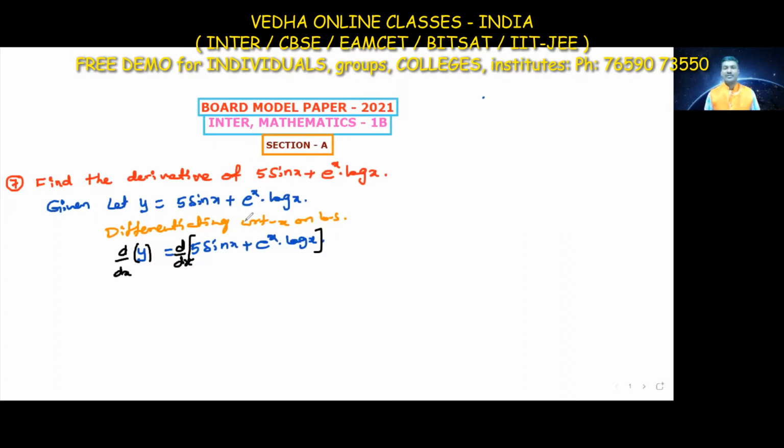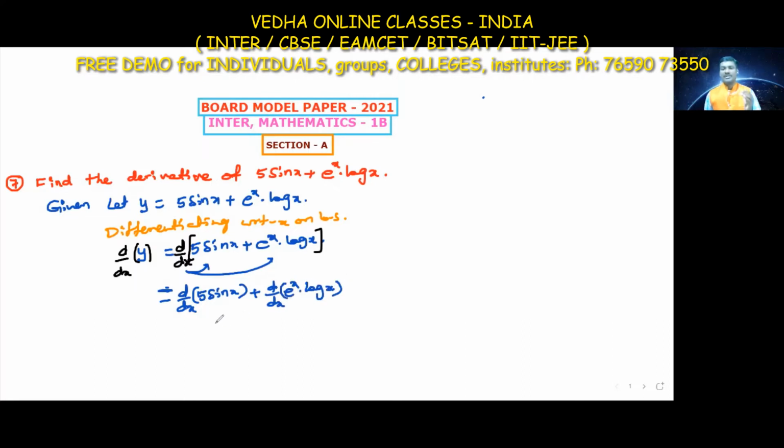Now the left side part, d by dx of y, is as it is. We have to find the value of dy by dx only. Finding the derivative means the next step is we write the d by dx for this term and this term. When we have addition and subtraction, just separate the d by dx. So I am writing the d by dx for 5 sin x and the d by dx for e to the power x into log x also.